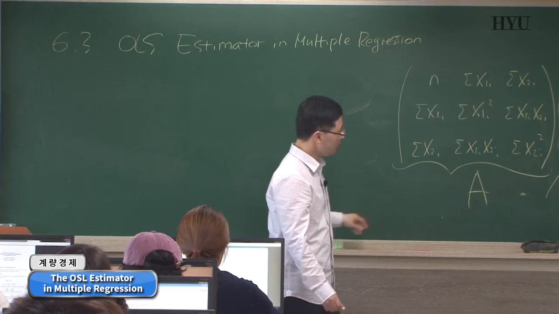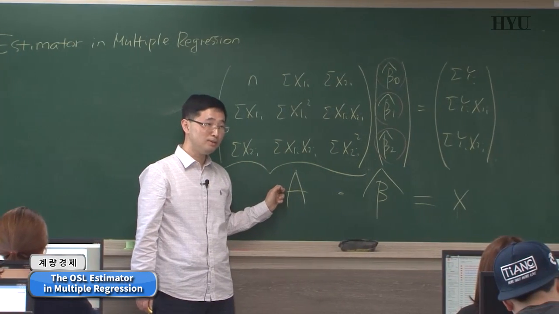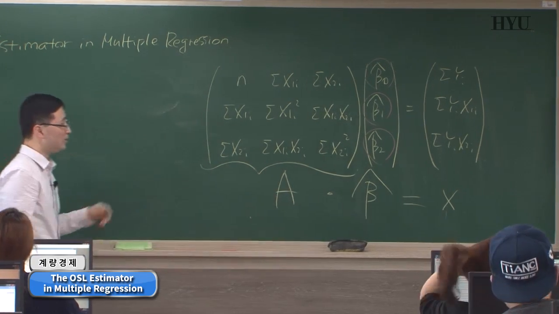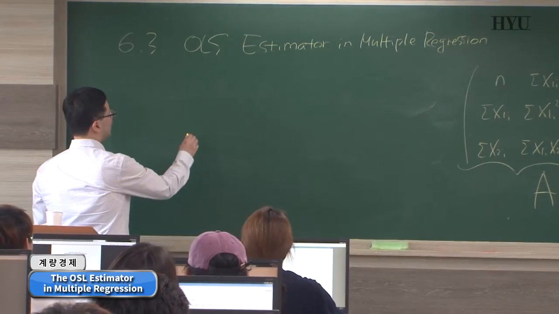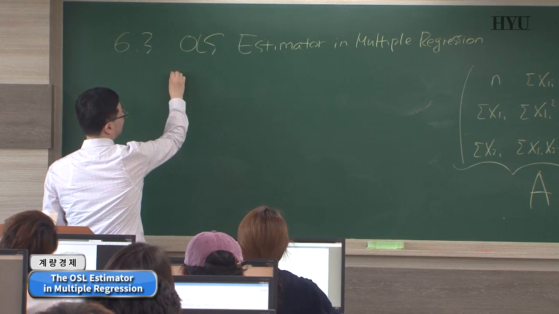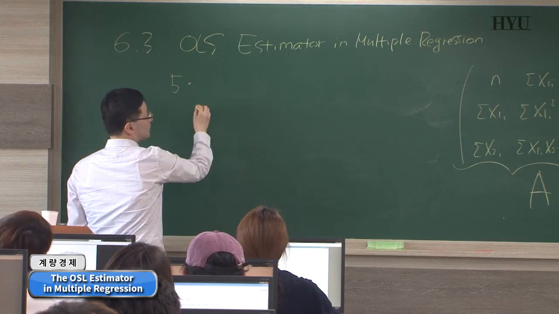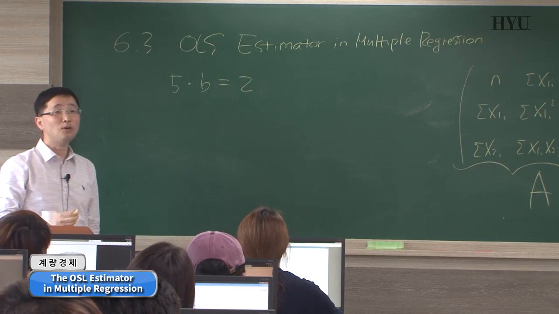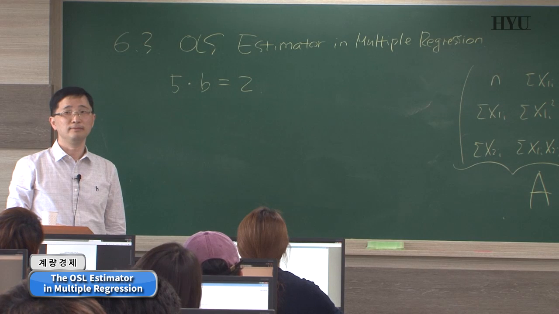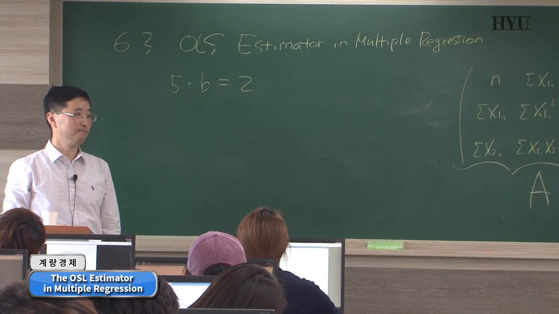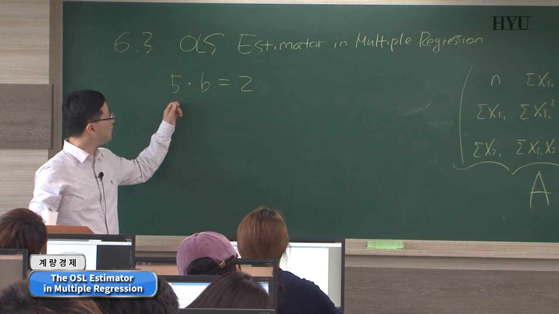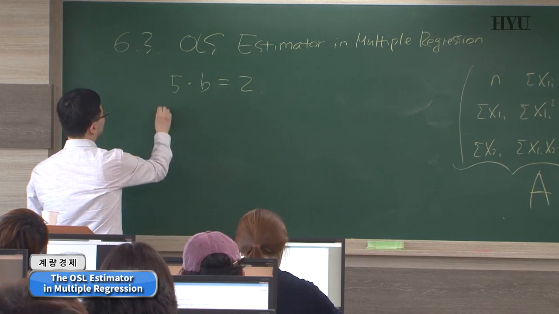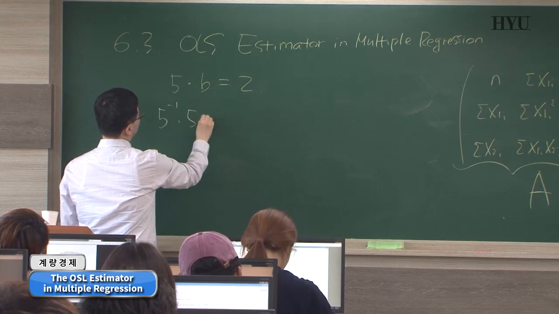And the idea is to take an inverse of this matrix and multiply on both sides. Okay? Actually, this is quite a simple idea. So suppose that you have 5 times some unknown b is equal to 2. How do you solve it? Now, everything is just a number. You take an inverse of 5 and multiply it on both sides, right? Inverse of 5 times b.